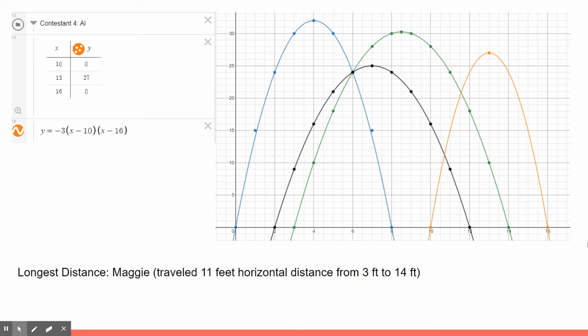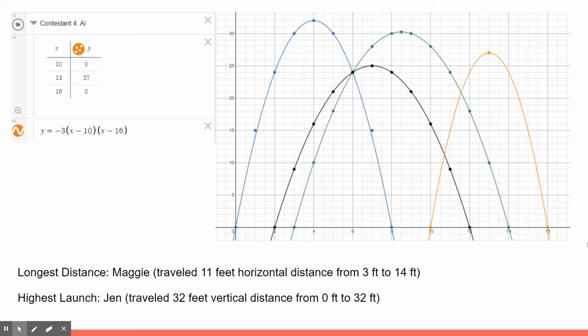Now, the longest distance, that's our horizontal distance, is going to be Maggie. That was the green graph. Took off at 3 and then landed at 14. Then we also have the highest launch, which is Jen. She's going to be the one that went up the highest. So the greatest vertical distance, which is the blue graph, is going to be from 0 to 32.